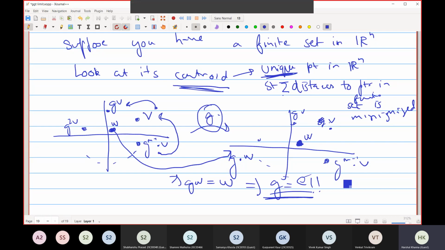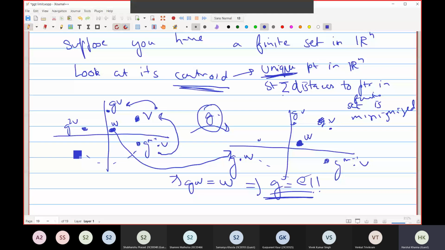I take this point V and I look at its orbit. So V, GV, G square V, G cube V. We go on to G to the power M minus 1 V. And if we apply G one more time, next will be G to the power M into V, but G to the power M is E. So that would again give you V. So you get a finite set V, GV, G square V, and to that you have associated a centroid. That is your W.